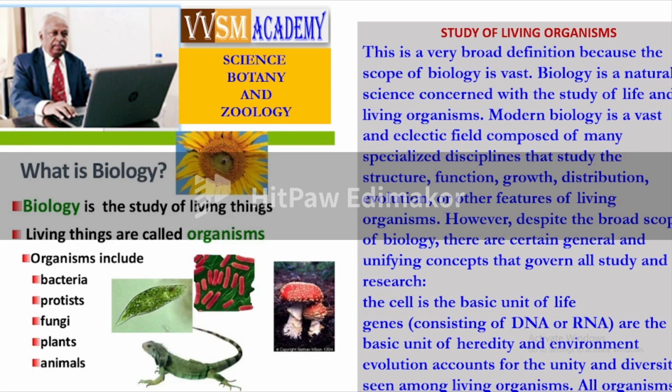Cell is a fundamental basic unit of life. Genes consisting of DNA and RNA. DNA is deoxyribonucleic acid, and RNA is ribonucleic acid. They are the basic unit of heredity and environment. Evolution accounts for the unity and diversity seen among living organisms.